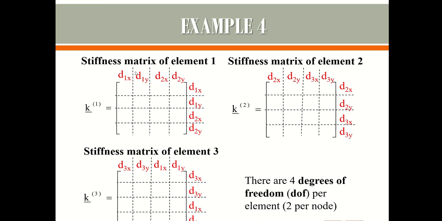So based on this table, you can find K for element 1, K for element 2, and K for element 3. Okay, this is for node 1 X, node 1 Y, and this is for node 2 X, node 2 Y. Okay, and this for element 2. Element 2 is between node 2 and 3. Okay, and for element 3, between node 3 and node 2. Okay, there are 4 degrees of freedom per element, for 2 nodes.